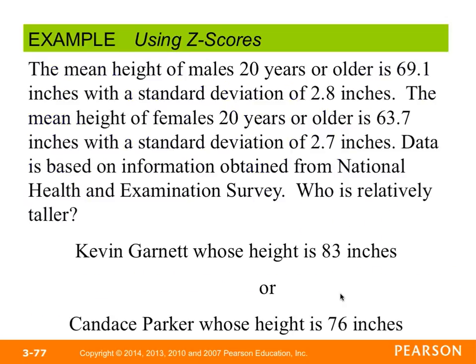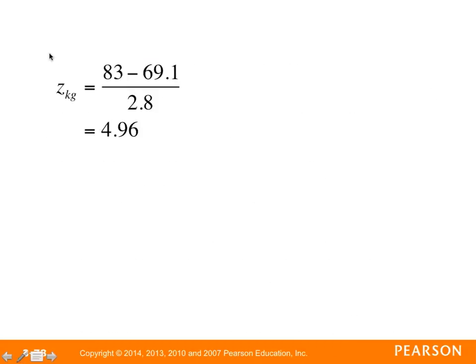So the mean height of males 20 years or older is 69.1 inches with a standard deviation of 2.8 inches. The mean height of females 20 years or older is 63.7 inches with a standard deviation of 2.7 inches. Data is based on information obtained from the National Health and Nutrition Examination Survey, so who is relatively taller? We can ask if Kevin Garnett is taller, whose height is 83 inches, or Candace Parker, 76. So we're talking about relatively. Obviously, Kevin is taller in terms of absolute numbers, but maybe Candace is taller, given the statistics for women.